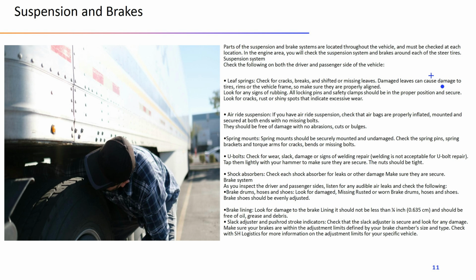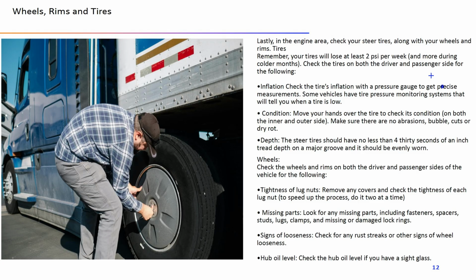Slack adjuster and push rod stroke indicators. Check that the slack adjuster is secure and look for any damage. Make sure your brakes are within the adjustment limits defined by your brake chamber's size and type. Check with SH Logistics for more information on the adjustment limits for your specific vehicle.